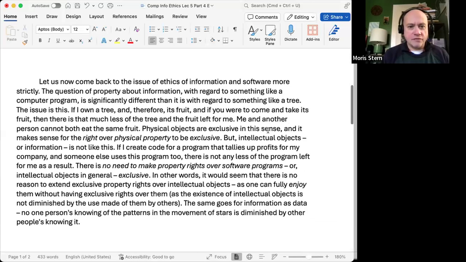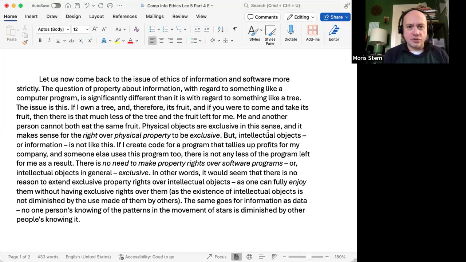Let us now come back to the issue of ethics of information and software more strictly. The question of property about information with regard to something like a computer program is significantly different than it is with regard to something like a tree. The issue is this. If I own the tree and therefore its fruit, and if you were to come and take its fruit, then there is that much less of the tree and fruit left for me. Me and another person cannot both eat the same fruit. Physical objects are exclusive in this sense, and it makes sense for the right over physical property to be exclusive.